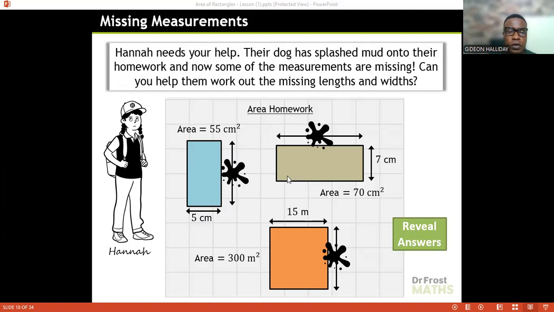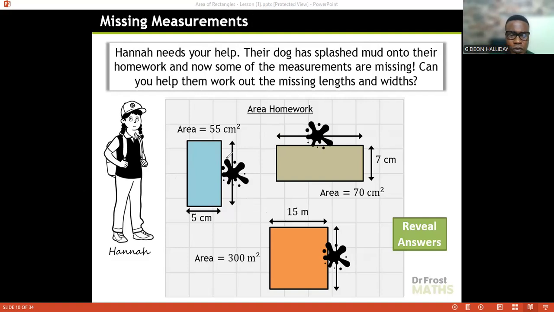We're going to see something very spectacular in solving some problems you might see in questions on solving area of rectangles. Hannah needs your help. The dog has splashed mud onto their homework and now some of the measurements are missing. Can you help them work out the missing length or width? The idea is that the area is known, but the other sides of the rectangles are not known.